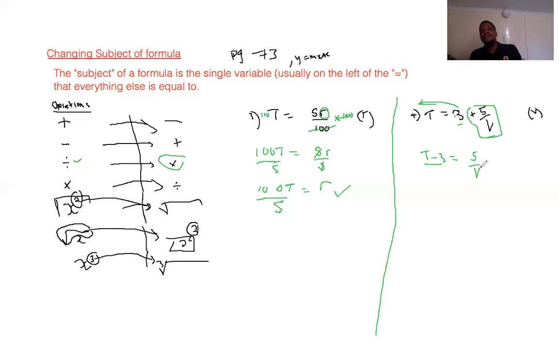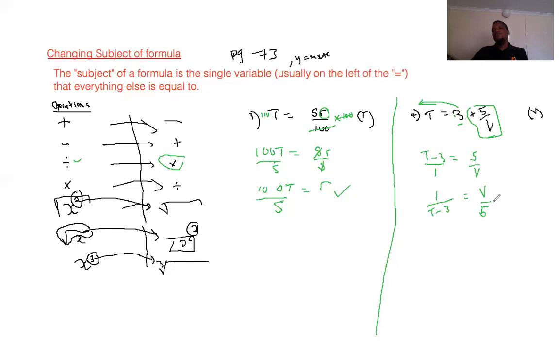What you can do is say these both can be expressed as fractions. Remember, if you divide all this by 1, you didn't change anything. Then you can just invert. Since this one is 5 over V, I want it to be V over 5. And then this one should also be inverted the same way. You can also invert it and say 1 over T minus 3. Now, once you have inverted it, you have your V as a numerator.